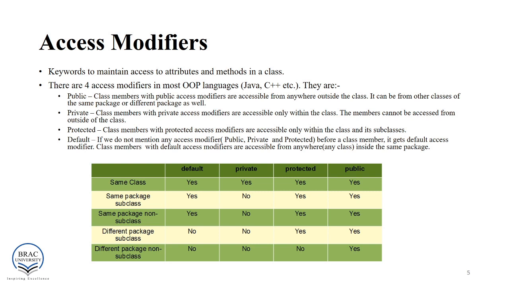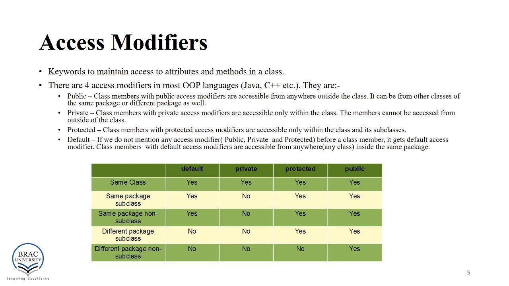Private. Class members with private access modifiers are accessible only within the class. The members cannot be accessed from outside of the class. In short, class members with private access modifiers are only accessible within the class. That means we cannot use that variable anywhere outside of the class.